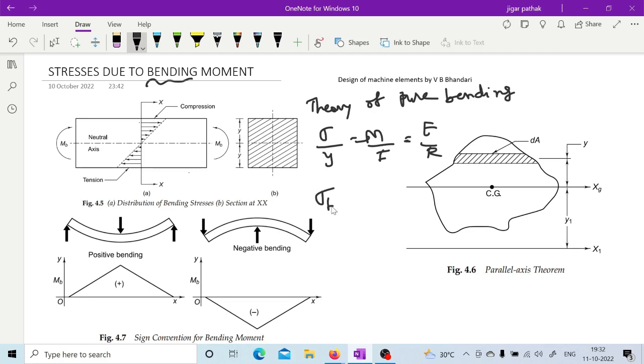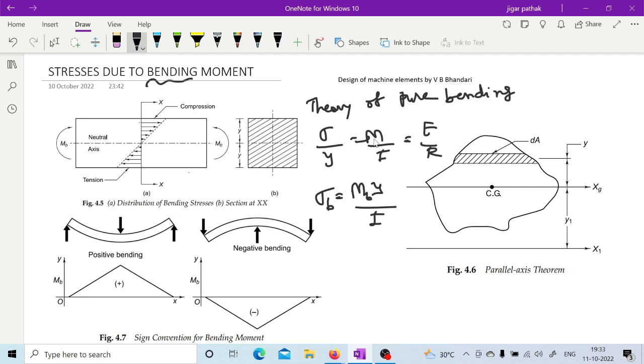From this, bending stress can be given by sigma_b equal to M_b y upon I. Whenever pure bending is there, on one side of the neutral axis the stress will be compressive, and on the other side it will be tensile. In this case, on the upper side you will find compressive stress, while on the lower side you will have tensile stress. Based on that, you have the bending moment diagram and so on.